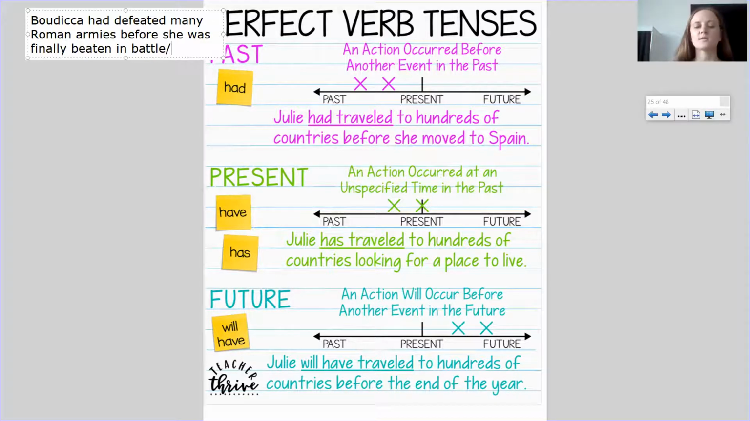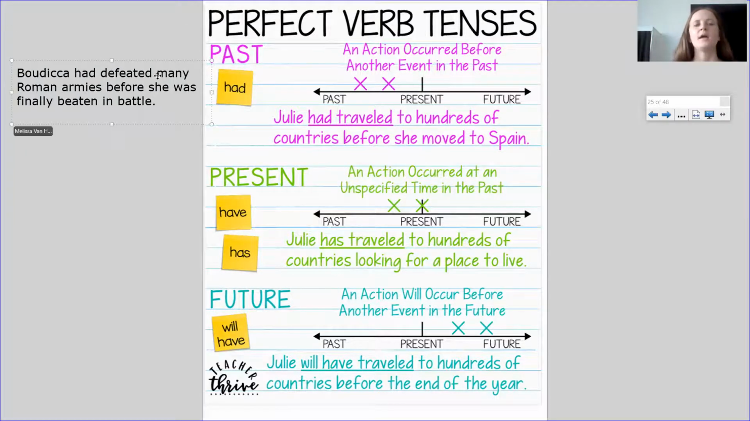So it's in the past, and it says, like we have said, let me just move this so I can read it a bit better. So it's an action occurred before another event happened in the past. So Boudica had defeated many Roman armies before she was finally beaten in battle. So I'm going to just move this one so you can see it.